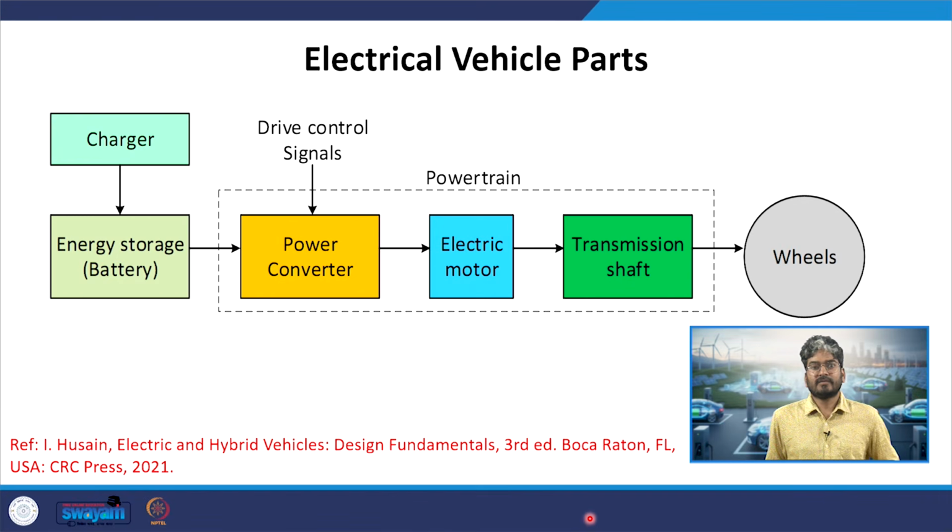Then the electric vehicle parts. In these electric vehicle parts, this mostly highlights our onboard components. First there will be an external charger, which will be charging our battery bank. Then on the vehicle we will have this battery bank plus the power converter, then the electric motor, then the transmission shaft, then the wheels which will be driving or moving the electric vehicle ahead.